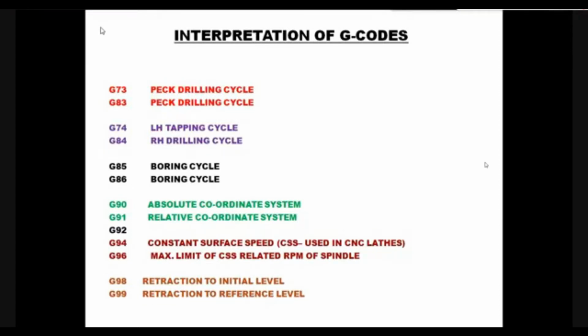Okay. So G94 is used for constant surface speed, and this is used only on CNC lathes. While doing a facing operation on a CNC lathe, as you take the tool from the outer periphery towards the center, when the cutting edge lies at the outer periphery, the circle formed will be very large compared to the circle formed at the center. Theoretically, if the cutting edge comes to the axis, the diameter of the circle will be almost 0.